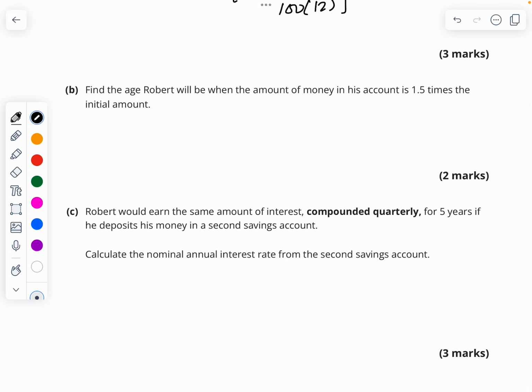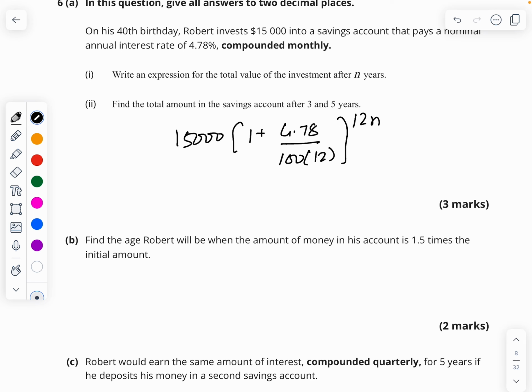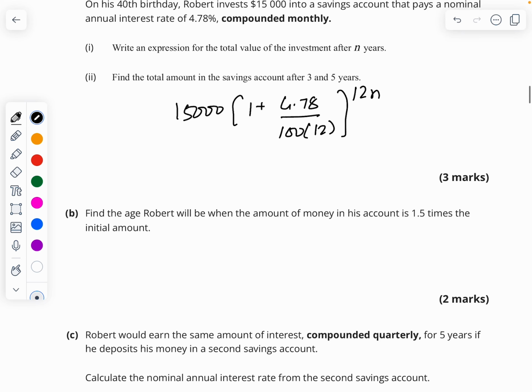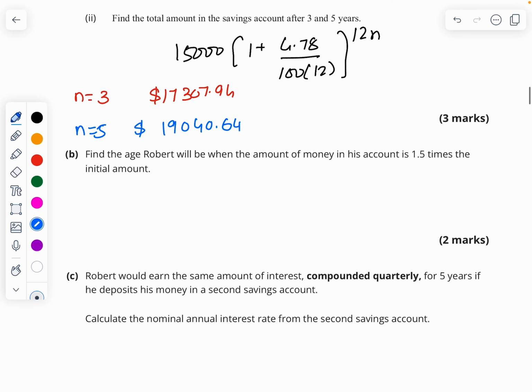Find the age of Robert when the amount of money will be 1.5 times this one. For part 2, find the total amount in the savings after 3 and 5 years. So substitute n equals 3 in this, and you should be getting 17,307.94. Then substitute n equals 5 in this, and you should be getting 19,040.64.